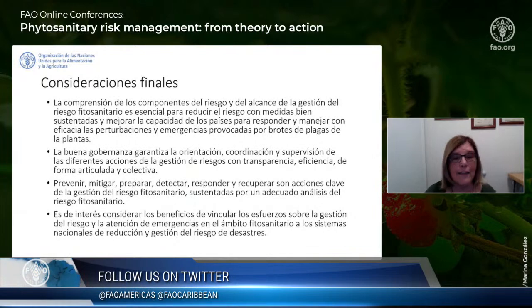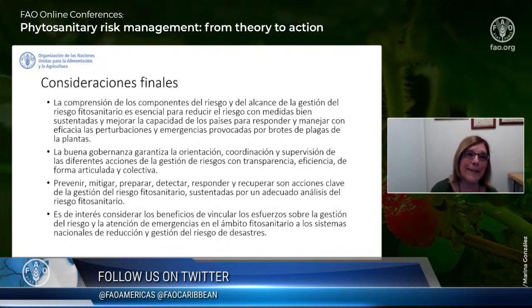Just in closing, I'm leaving you with some thoughts, but I'd like to highlight specifically the importance of linking our efforts on risk management and the care for phytosanitary emergencies to national and regional systems for disaster risk reduction and management, because of the benefits they entail for agriculture and farming. Thank you very much. Next one.